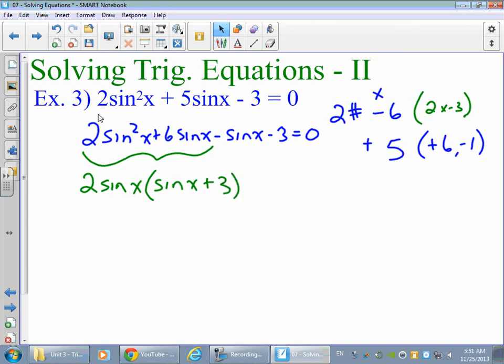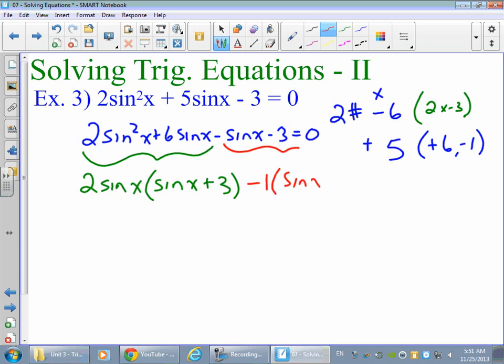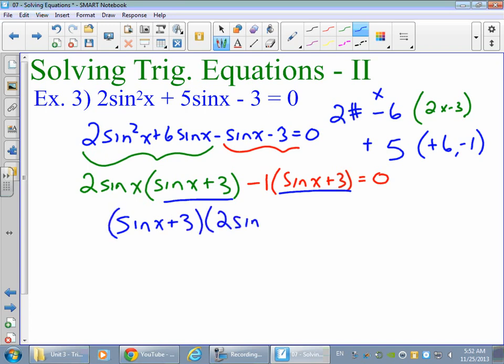Over in the second section here, the second half of the equation, the common factor is -1. And again, sine x plus 3, which is, of course, what we expect. We want to get that common factor, common bracket. And so sine x plus 3 times 2 sine x minus 1 equals 0. Okay, now we're looking to essentially suggest that either one of these brackets could be 0.